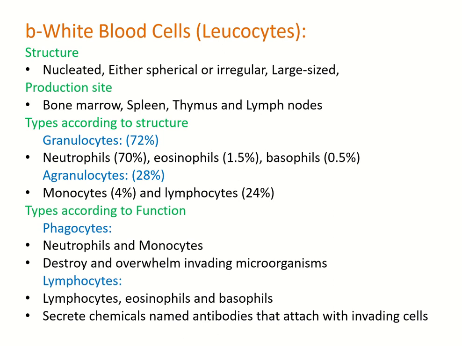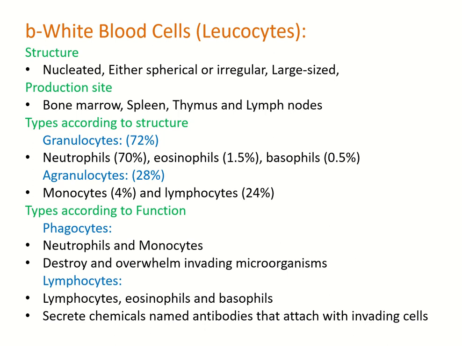According to the structure, these are of two types. 72% of them are granulocytes, means granules are found within their cytoplasm. They are neutrophils 70%, eosinophil 1.5% and basophils 0.5%, while agranulocytes are 28%, out of which 4% are monocytes and lymphocytes are 24%.